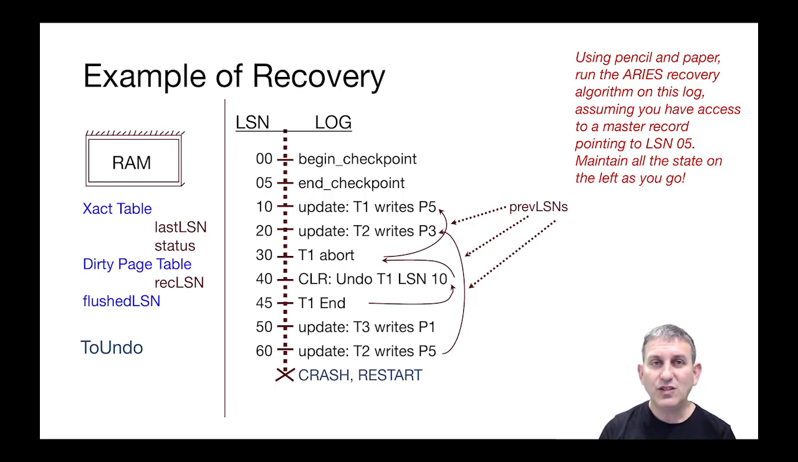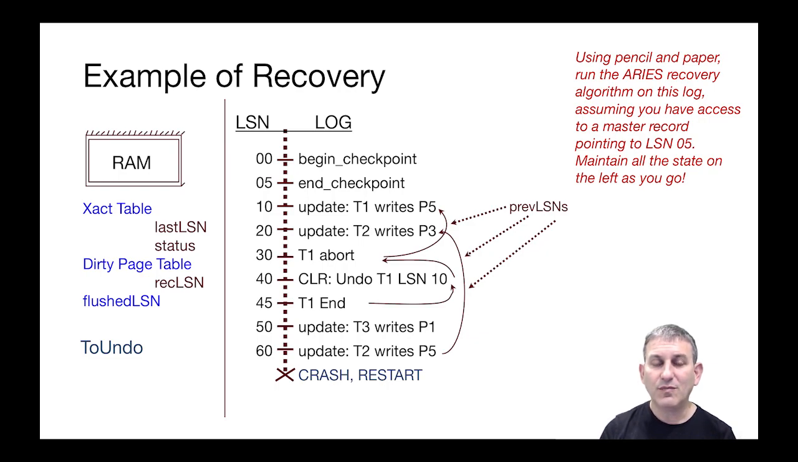Okay, so I'm going to talk you through what happened in this log, but I'm going to leave it as an exercise for you to do, perhaps in section, perhaps on your own, to fill in the rest of the log and then figure out what goes in the transaction table, dirty page table, etc. on the left. So the log starts at the beginning of time with LSN 0 and a begin checkpoint record. Remember, that's just a marker in time.